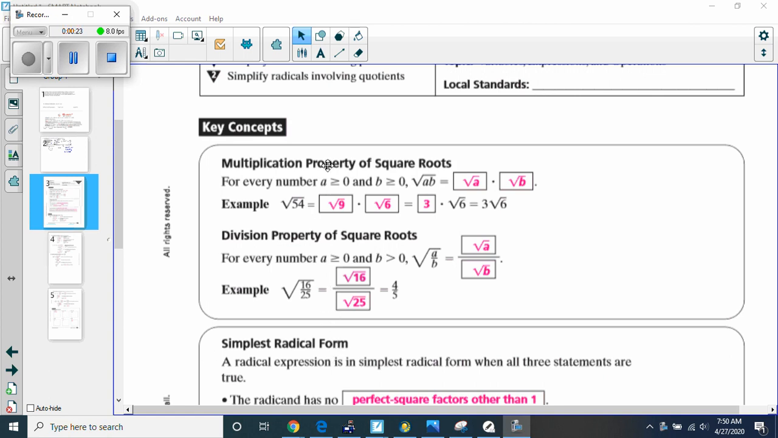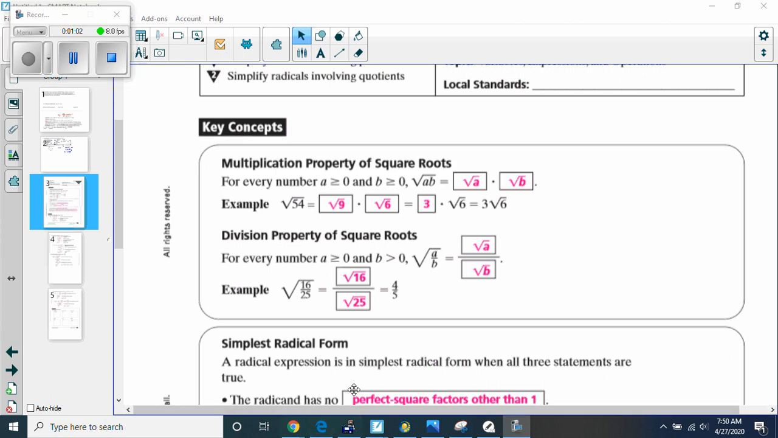If you multiply two square roots together, the square root of a times b is equal to the square root of a times the square root of b. So if I multiply the square root of 6 times the square root of 9, I get the square root of 54. And the reverse is also true. The square root of 54 is equal to the square root of 9 times the square root of 6. Now, since we know the square root of 9 is 3, we write radical 54 as 3 times radical 6. And since I can't break down radical 6 into perfect squares, I leave it as 3 radical 6.